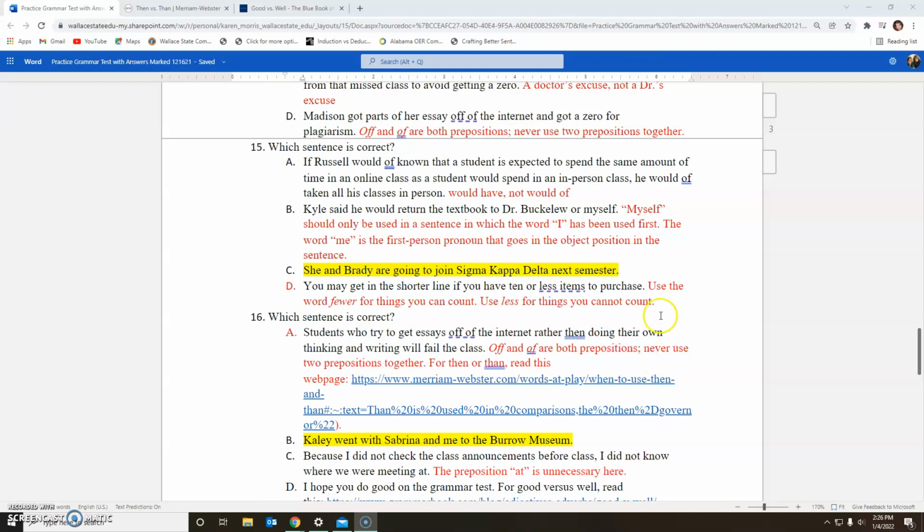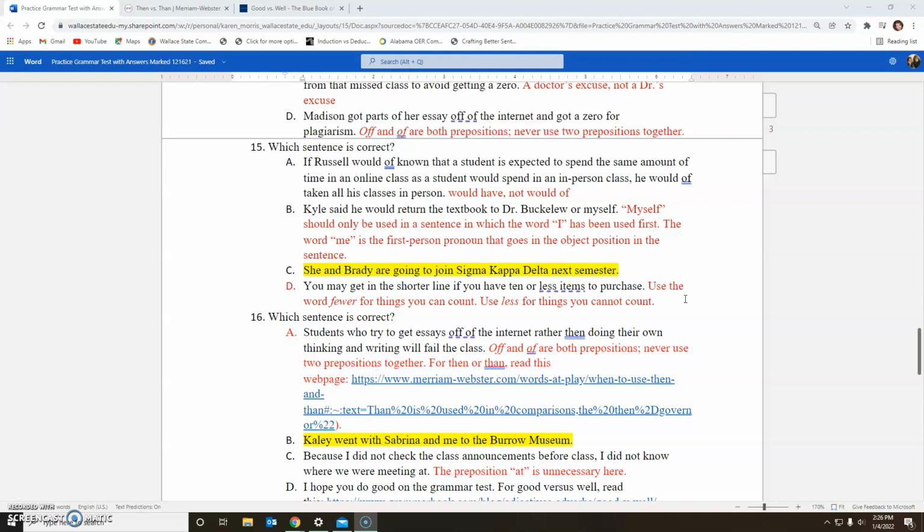Item D, we have "less items" here. It was already underlined for you, so you had a little help. But why do we not say "10 items or less"? We say "10 or fewer items."